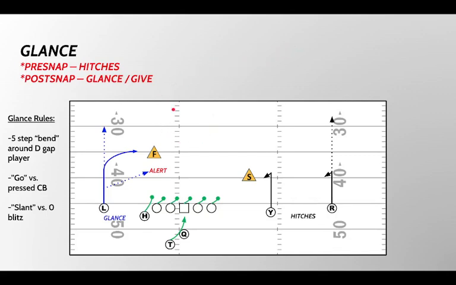So looking at our actual glance concept, anytime I say glance, we're going to be talking about the single receiver side. Our bender concept is going to come from our two receiver side. It helps us alert this coming from number two, not number one. Glance means it's coming from number one. In this diagram, I've just got a simple zone seal concept out of 11 personnel.